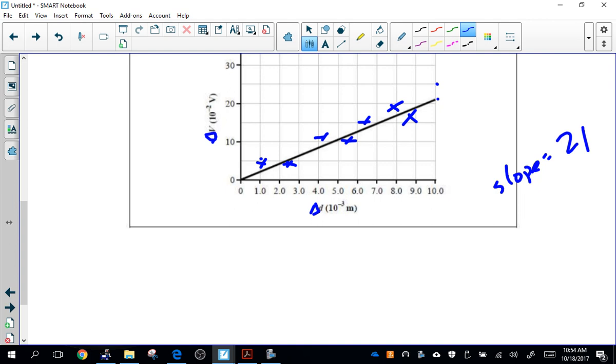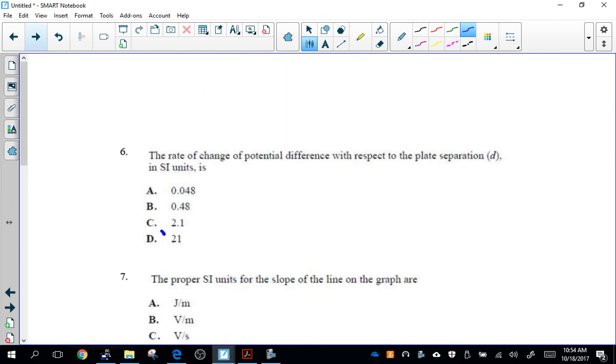So we go to our question here, and my answer is D. Oh, look at, isn't this dirty here? If we hadn't caught our mistake with the exponents in the x and y axis there, 2.1, the answer's there.